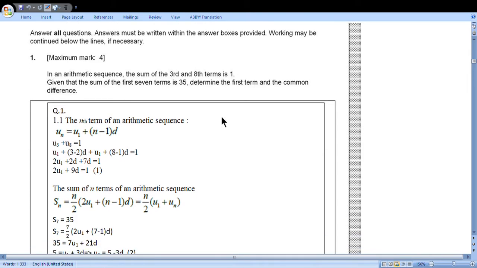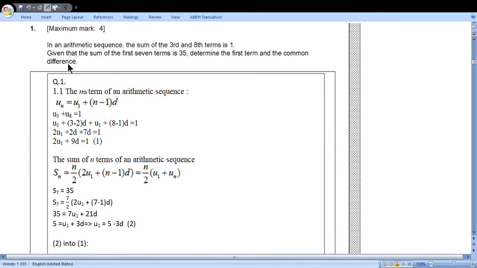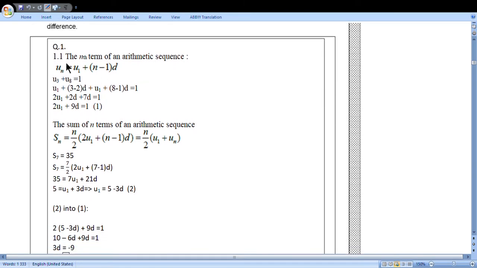Section A. Question 1. In an arithmetic sequence, the sum of the third and eighth term is 1. Given that the sum of the first 7 terms is 35, determine the first term and the common difference. So I make reference to the formula booklet. Section 1.1, the nth term of an arithmetic sequence looks this way.